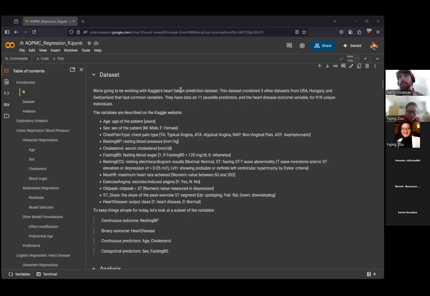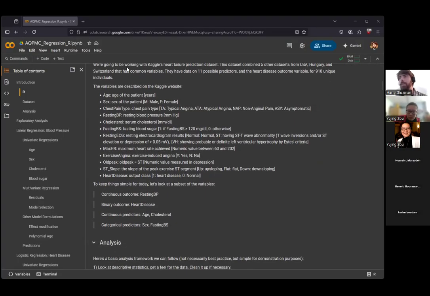So today we're going to be working with the heart failure prediction data set from Kaggle. This is a real life data set. They combined five heart failure prediction data sets, three from the States, one from Hungary, and one from Switzerland, that had common variables. So this data set has 11 possible predictors and then an outcome variable, heart disease. And they have 918 individuals. So it's quite a cool data set.